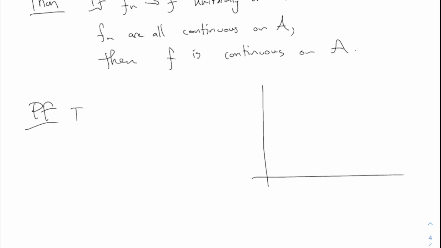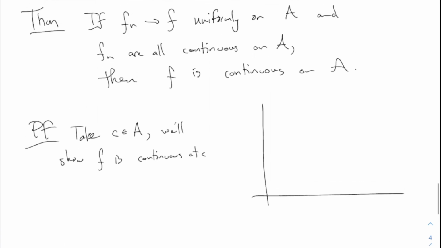So I'm going to say take some point C in A, and then we'll show that F is continuous at C. All right. So that's what continuous on the whole set means, that at each point, pointwise continuous on A. I'm not talking about uniform continuity, which is an extra, like a double uniform. I'm not into that. Not today, at least.